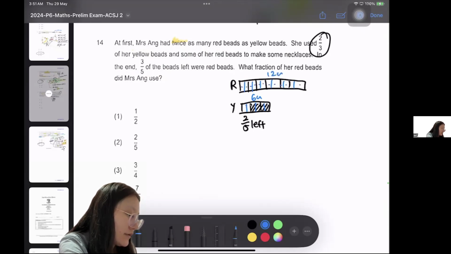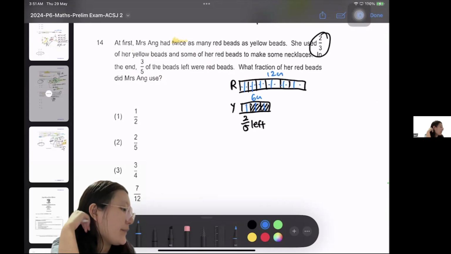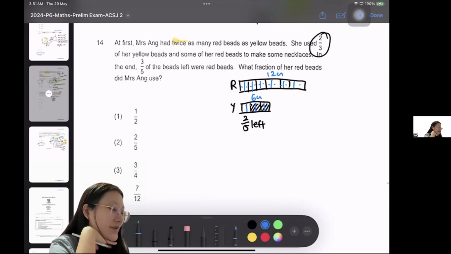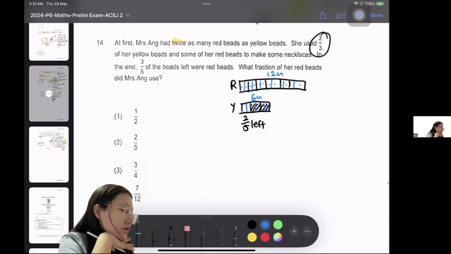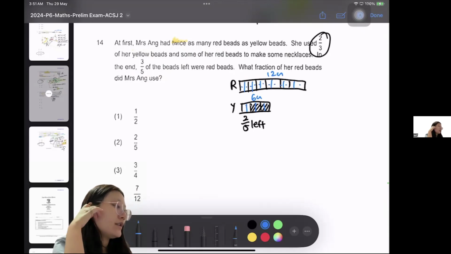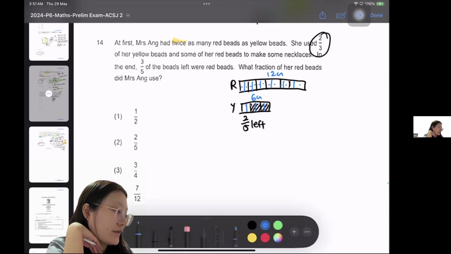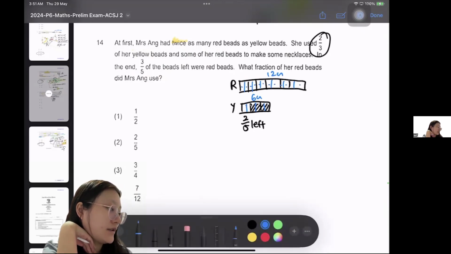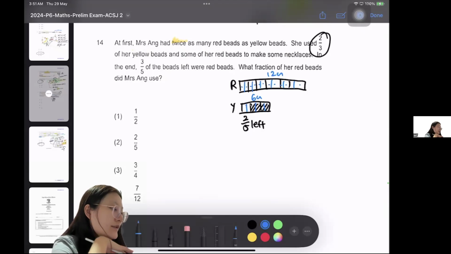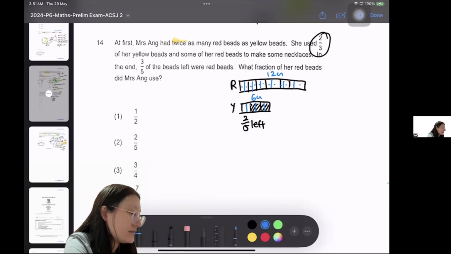Here is still 12 units, but let's see. 12 units, twice as many red beads as yellow beads. 2/3 of the yellow beads and some of the red beads to make some necklaces. And 3/5 of the beads were red beads.